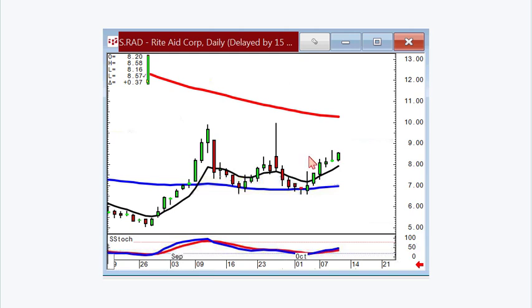Yeah, Rite Aid, you have a double bottom, you have the inverted hammer. Where's your next likely target? Probably up here with the 200. Is it a wedge? Yeah, you could kind of construe a wedge, but I would give it more the double bottom, especially off the 50.